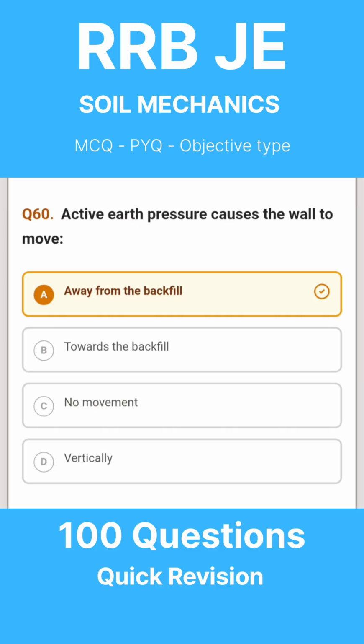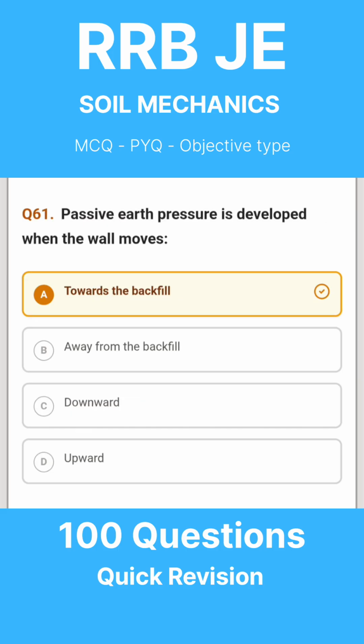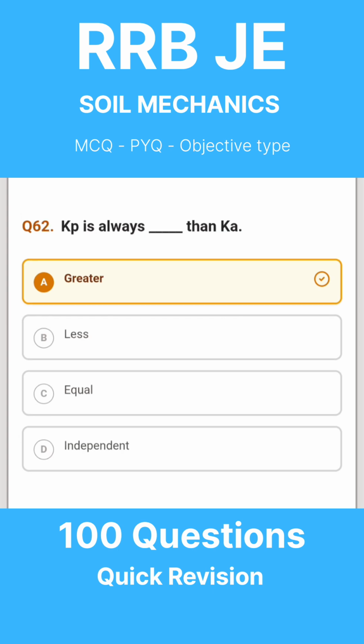Question 60. Active earth pressure causes the wall to move. The correct answer is away from the backfill. Question 61. Passive earth pressure is developed when the wall moves. The correct answer is towards the backfill. Question 62. Kp is always blank than Ka. The correct answer is greater.